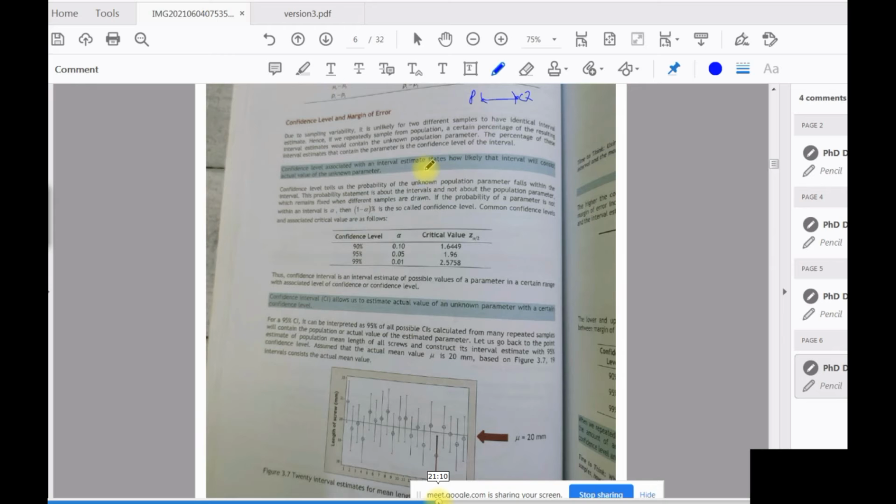Confidence interval, level, margin of error. What is a confidence interval? It is associated with an interval estimate and states how likely the interval will contain the actual value of the unknown parameter. So here we have the confidence level alpha and the critical value alpha divided by 2. This critical value comes from the table at the end of our book. It depends on the question, whether to consider alpha 0.1, 0.05 or 0.01.